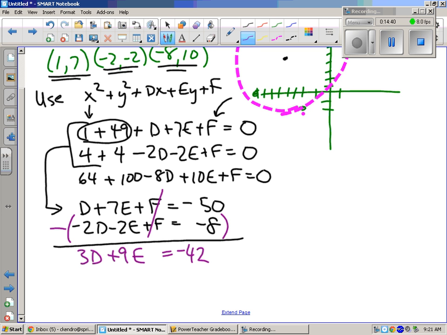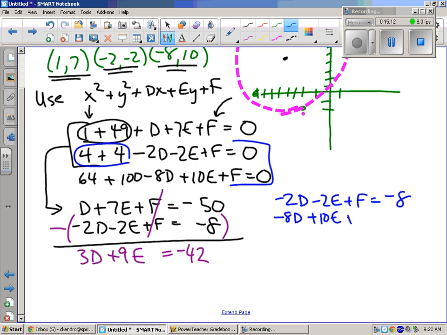Now we're going to take the other 2, this one, and do the same thing. Then the resulting 2 equations we're going to put together again and try to get rid of another variable. So let's do the same thing here. I've got negative 2d minus 2e plus f equals, and then these two brought to the other side will be negative 8. Then I have negative 8d plus 10e plus f equals negative 164. That's by bringing these two to the other side.